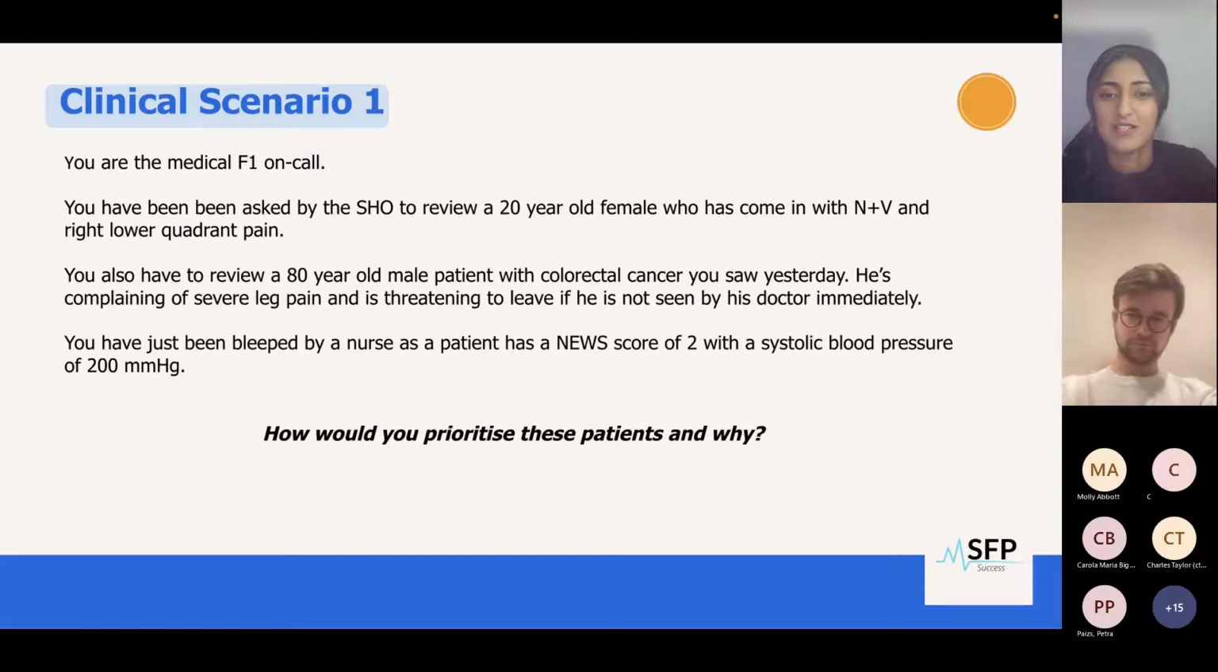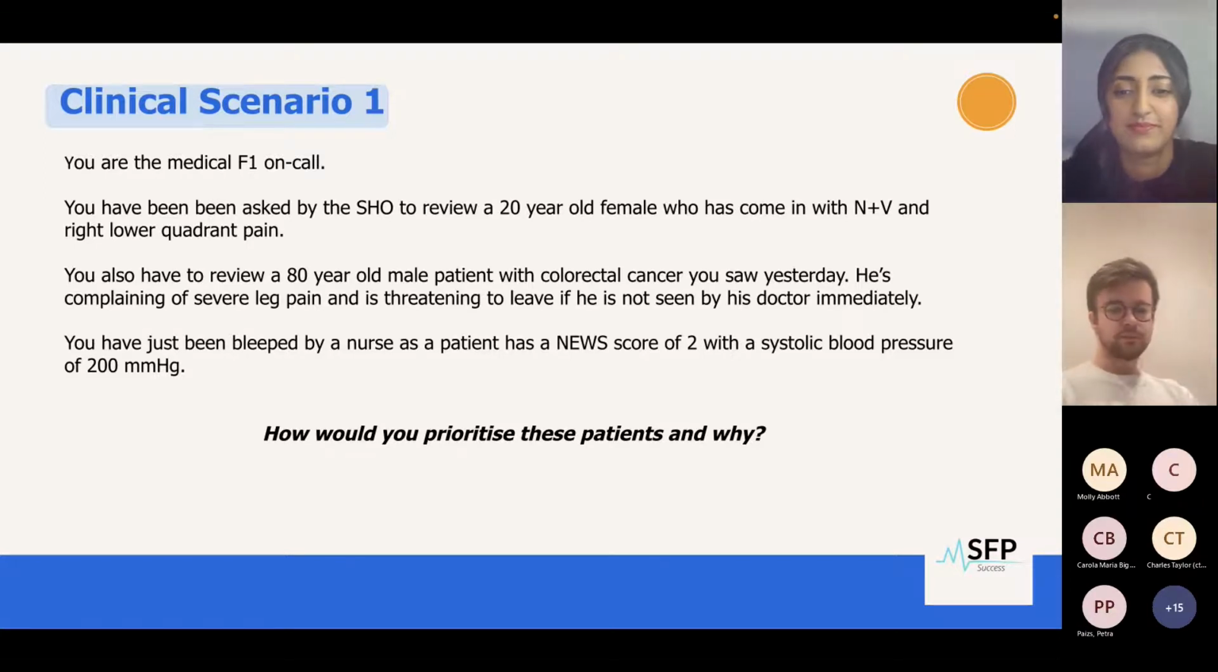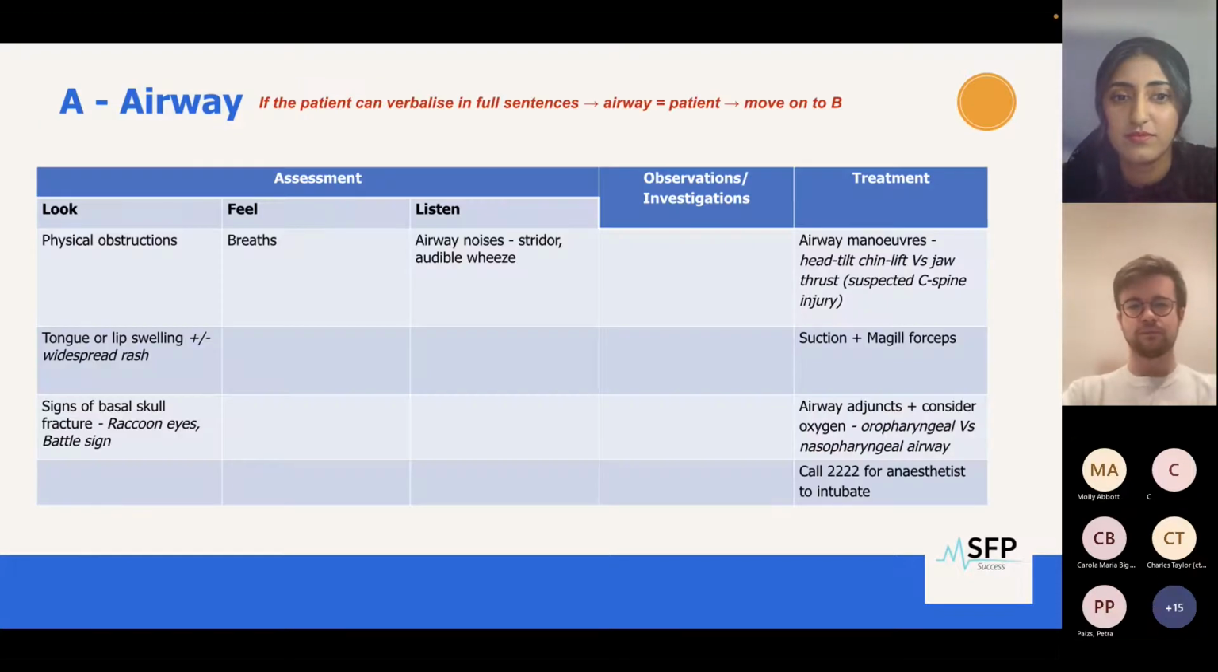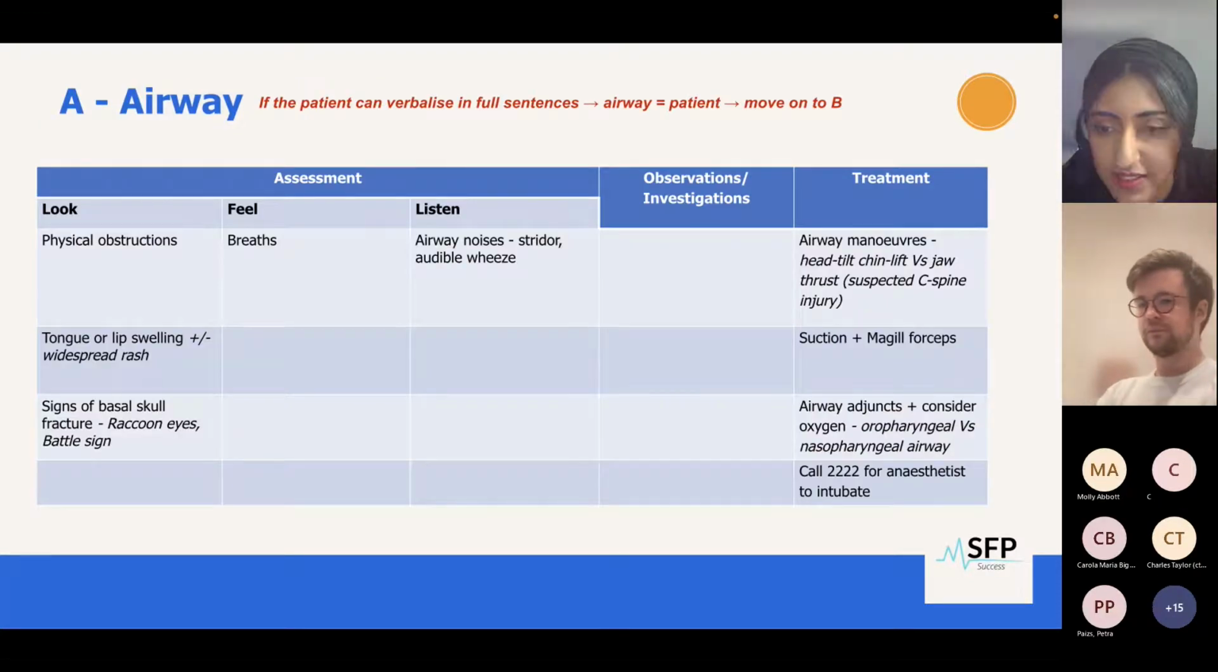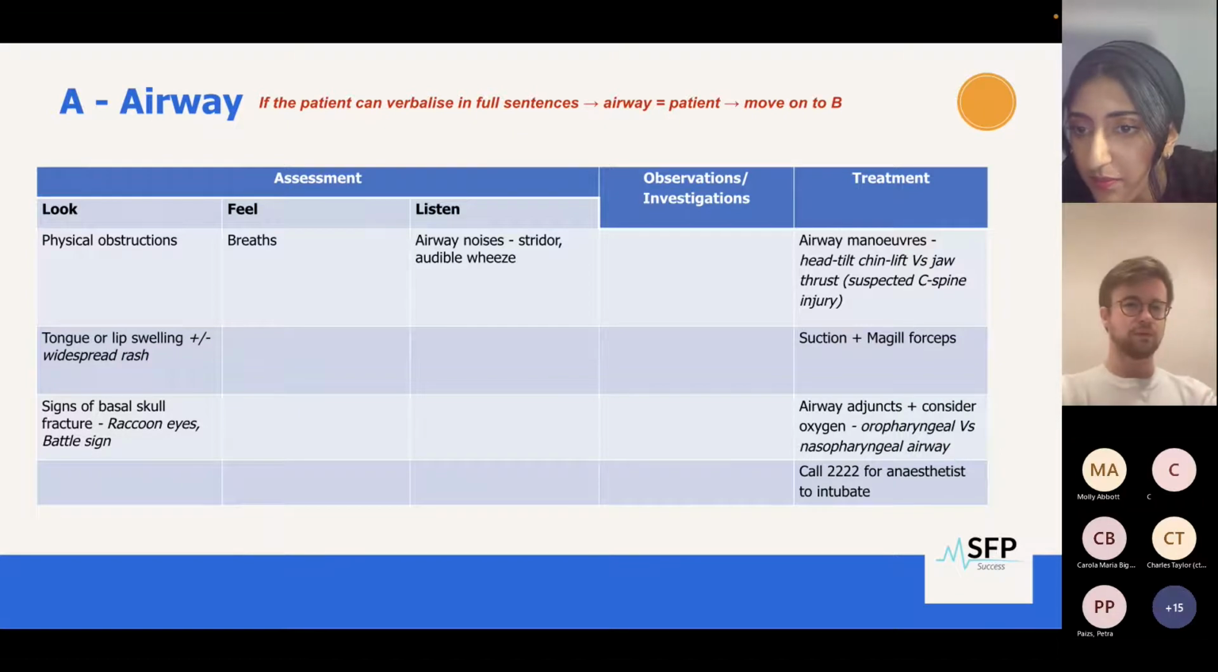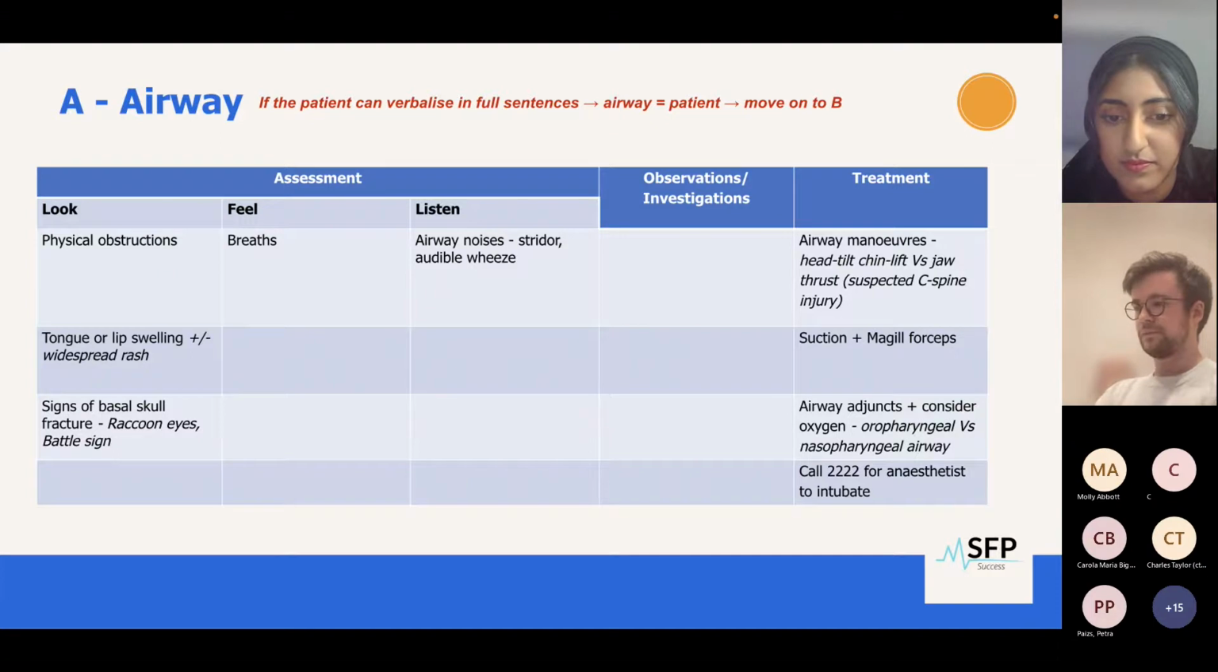Thank you. Should we move on to the next slide? Hannah, we have one question in the chat if you want to answer it. Somebody's asked, would you consider cauda equina due to his background of colorectal cancer in the second patient?